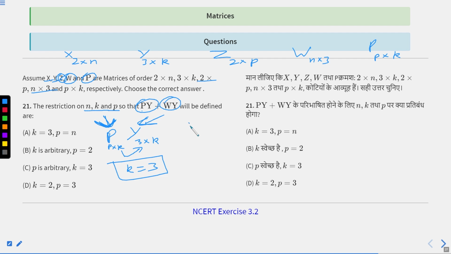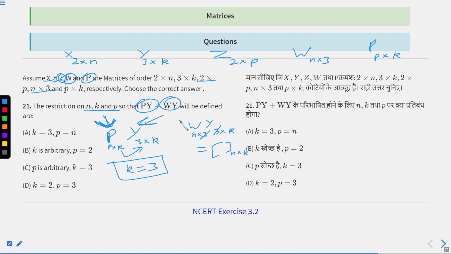What about WY? W is of order n cross 3 and Y is 3 cross k. So indeed we can define it, because the number of columns in W is the same as the number of rows in Y. Now this final product will be of what order? N cross k order.